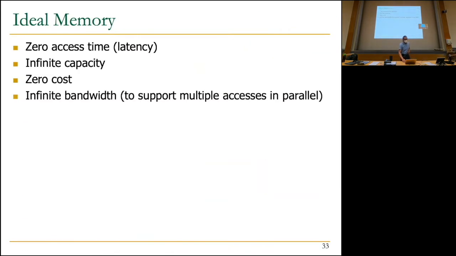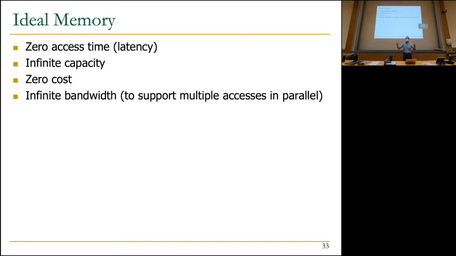today. And as we discussed yesterday, ideally what we want from memory is zero latency, zero access time. We want the data right away. Infinite capacity: we want to store all possible data that we generate. Zero cost, and infinite bandwidth, so that we can support multiple accesses in parallel. As I said yesterday, you cannot get all of them. So unfortunately, we have to trade off different things so that we get to a nice point in the trade-off space when we design memory.